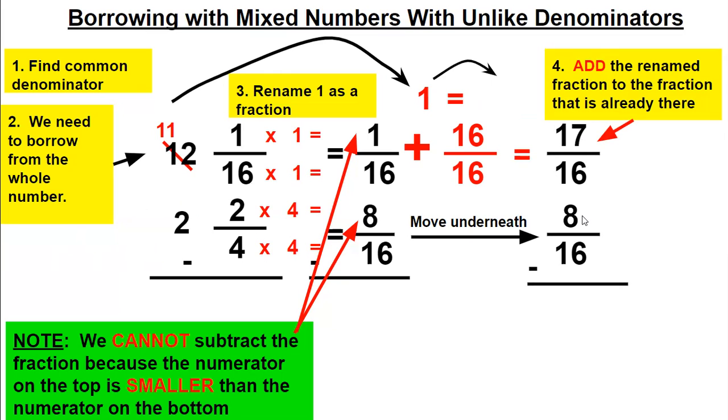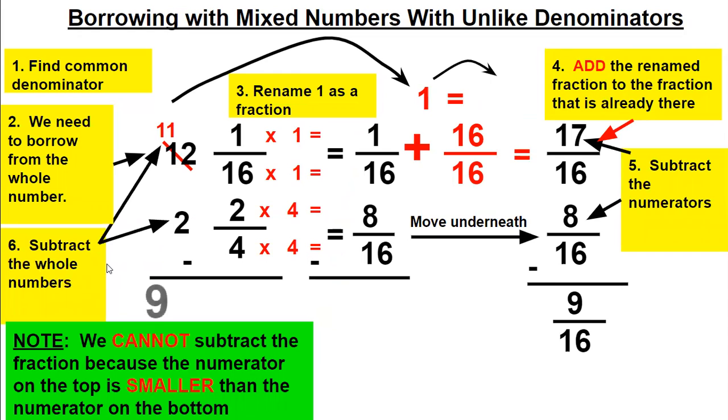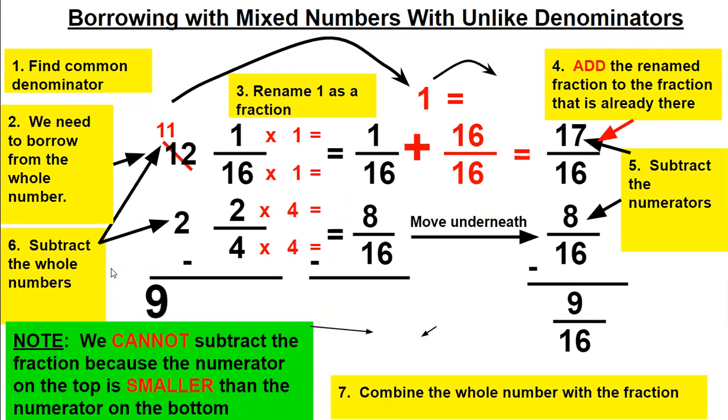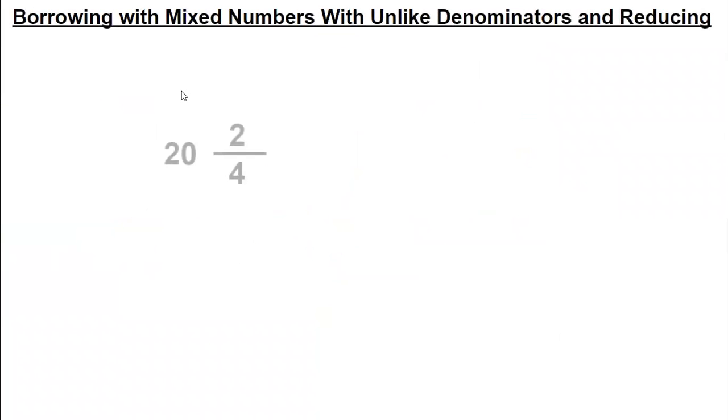17 minus 8 should give me 9/16. Now don't forget, you still got the whole numbers over here, so 11 minus 2. That should be 9. And then I combine 9 with the 9/16. 9 and 9/16. Okay, got it? Good. See another one.